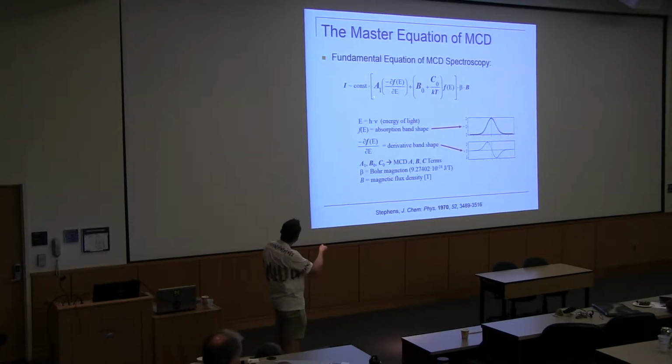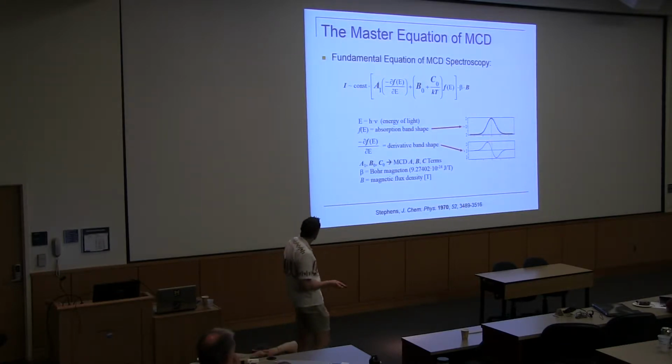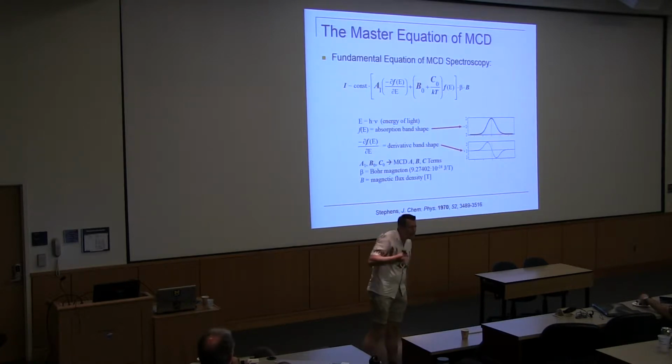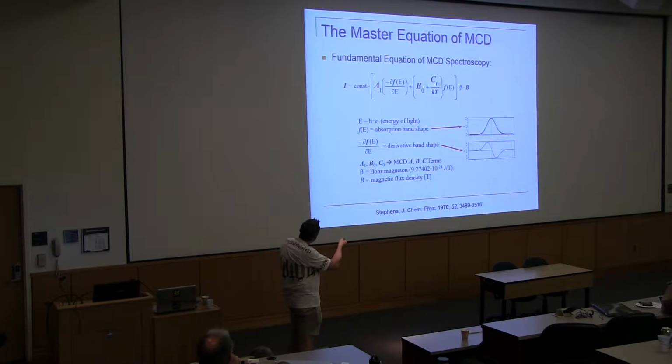It's proportional to this A, B, and C term. And you notice there are some interesting differences here. So for example, if this is the F of E, this is an absorption band shape. So in the easiest case, you could think about it as a Gaussian band shape, right? So F of E is your absorption band shape. You can see that the B and the C term have absorption band shapes, but the A term does not.